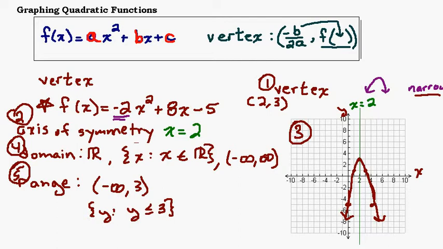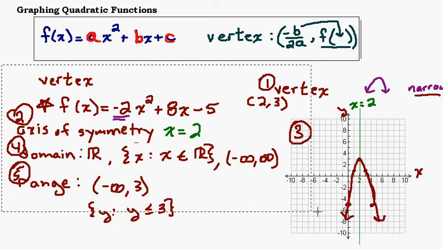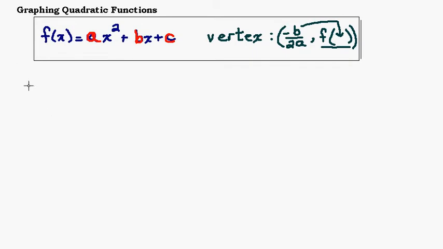Let's try one more of these. I'll give you an equation and you can do all these things, alright? Vertex, axis of symmetry, plot some points, domain, and range. Alright, let's try f of x equals 1/2 x squared plus 3x plus 4. So go ahead and pause the video and see if you can work this out.